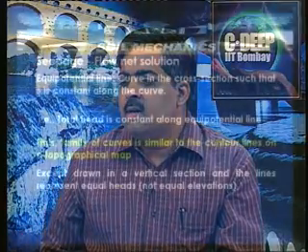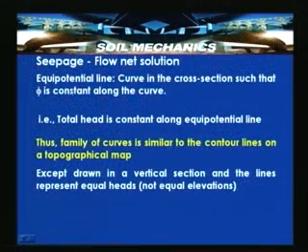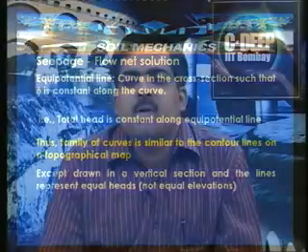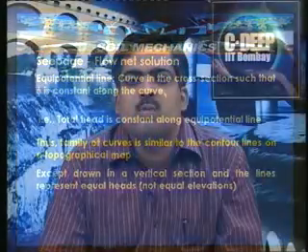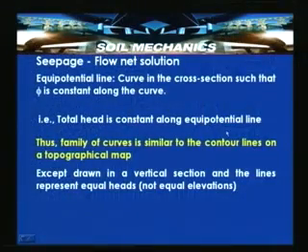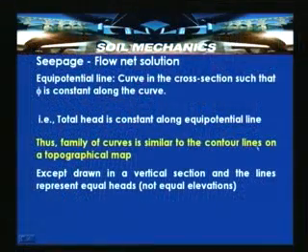So, an equipotential line is a curve in the cross section such that φ is constant along the curve. That is, the equipotential line is a curve drawn in the cross section of a particular structure under consideration, where the flow is taking place in a two dimensional plane. That means the potential will be constant. Suppose it has a head h1, then h1 will be constant along that particular potential line. So, the total head is constant along that equipotential line. Thus, the family of curves is similar to the contour lines on the topography.